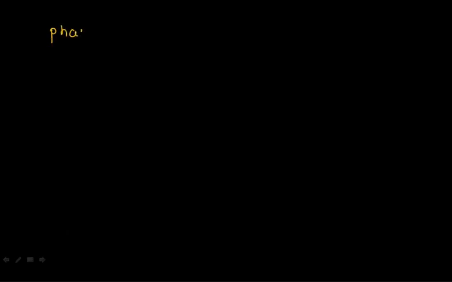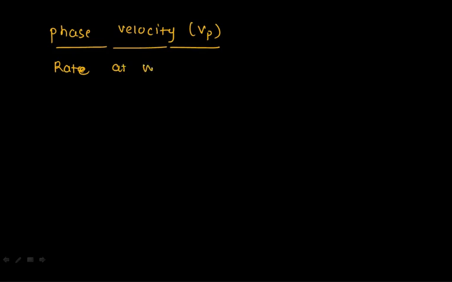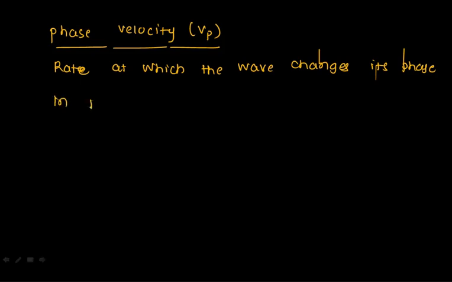So phase velocity, which will be denoted by Vp. So how am I going to define this phase velocity? This is nothing but the rate at which the wave propagates in the rectangular waveguide, or you can say the rate at which the wave changes its phase in terms of the guide wavelength.